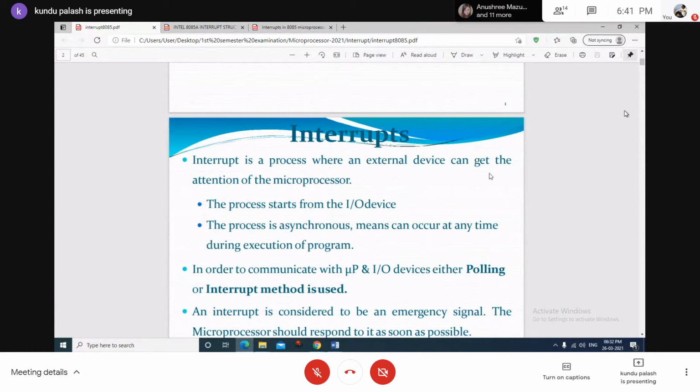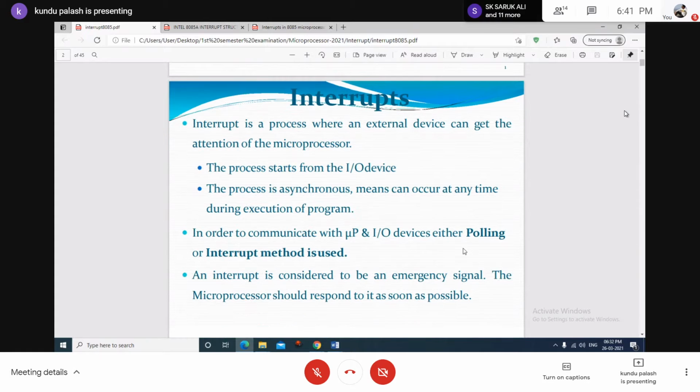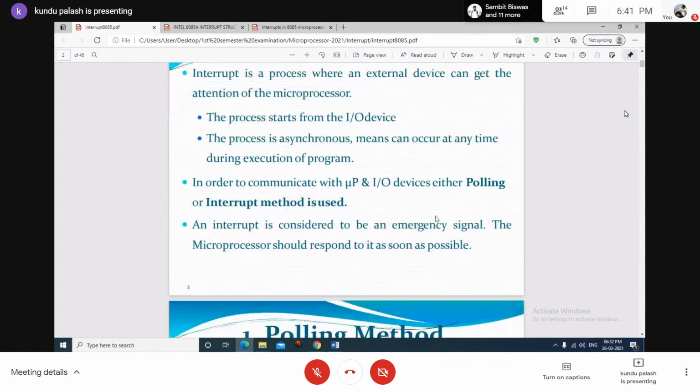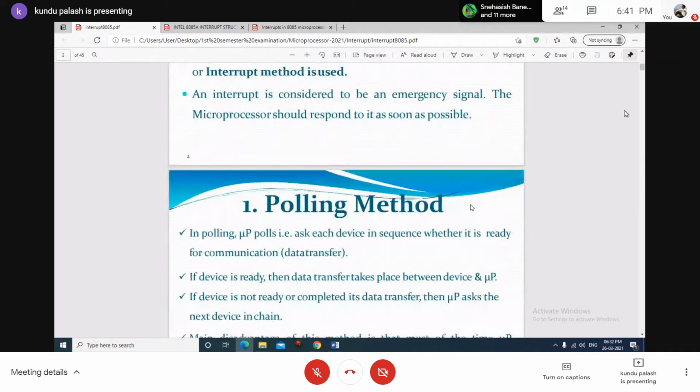And this process starts from the connected I/O device. In order to communicate with the microprocessor, a microprocessor may provide a means to interrupt its program. There are different methods for data transfer between the I/O devices and the microprocessor from its memory, that is the polling method and the interrupt method.